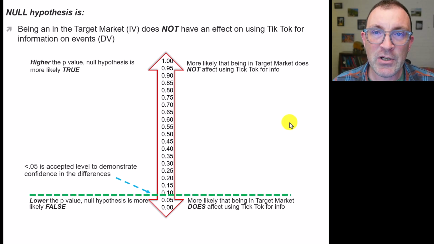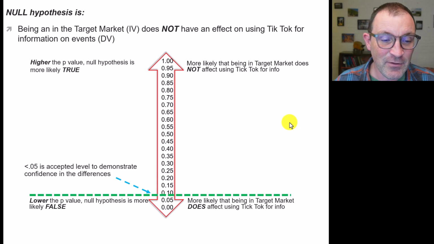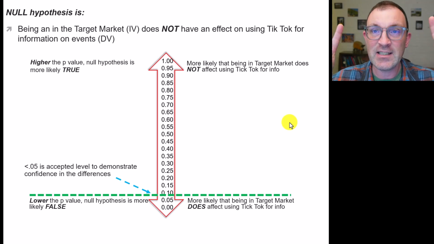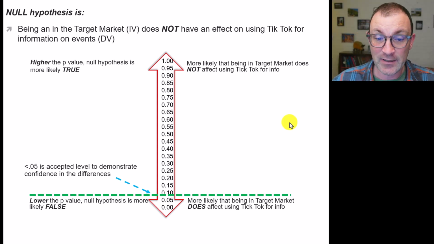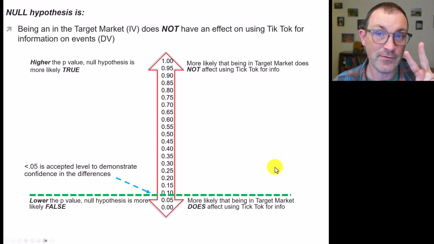There's this kind of magic, arbitrary, accepted level of 0.05. If our p-value is less than 0.05, then we can call it statistically significant. And that means that we can be more confident. We're at least 95% confident, right? Because there's 95% that there is a difference.